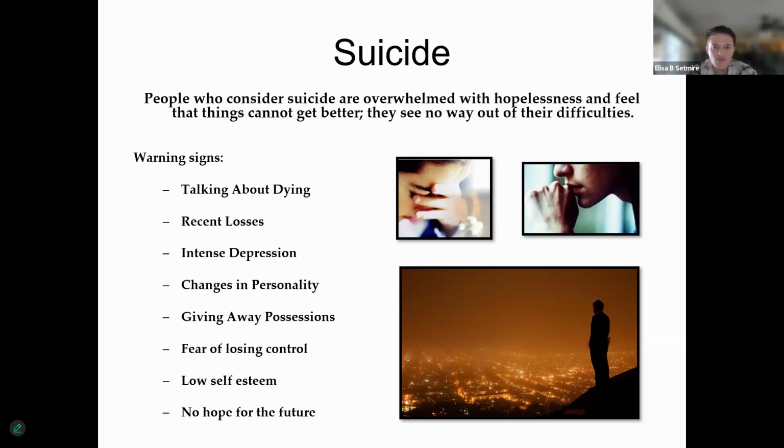When people feel like it's never going to get better, things are just never going to improve, oftentimes suicidal behavior or self-harming behavior is the next kind of step that they go to.